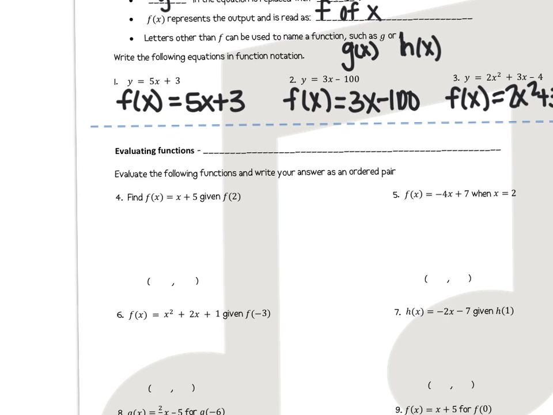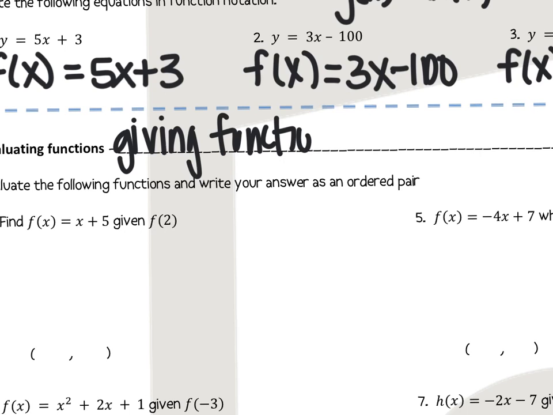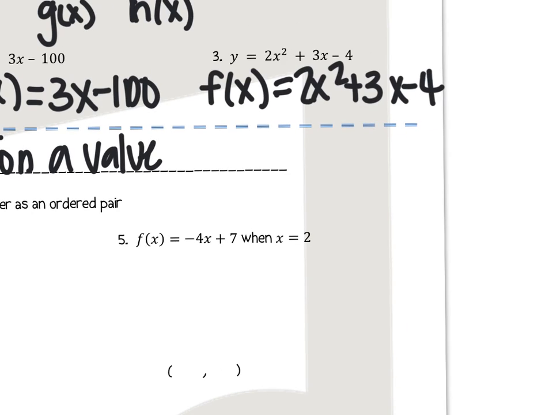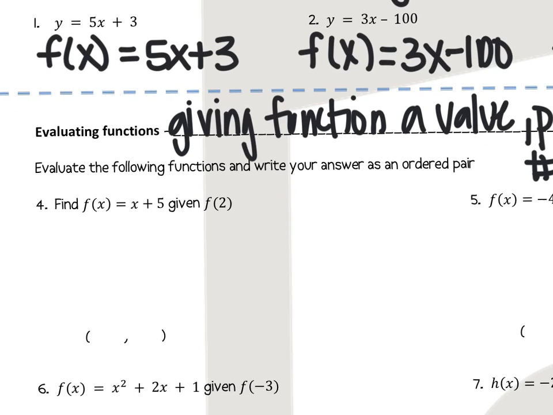So when we're evaluating functions, all we are doing is we're giving the function a value. And a little bit more specifically, we're plugging in a number for x. We are plugging in a number for x.